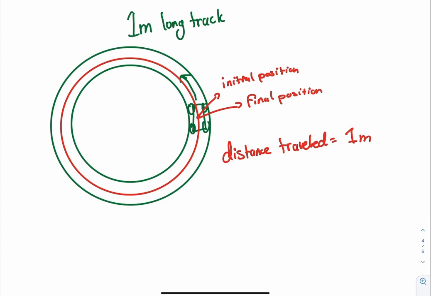Now, let's calculate displacement. Now, like I said, the initial position and the final position are equal. This means that there really is no displacement. There's no net distance traveled for this car, which means displacement is 0 meters.